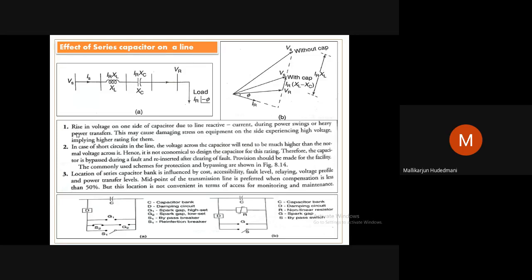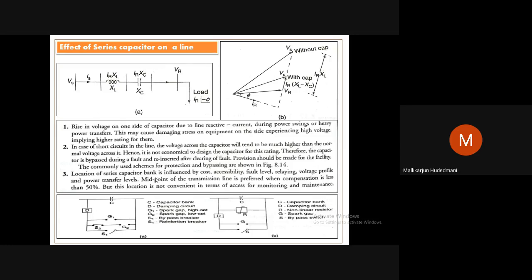You can see the three points mentioned here. Rise in voltage on one side of the capacitor is due to the line reactive current during power swing or heavy power transfer. This may cause damage or stress on the equipment on the side experiencing high voltage, implying higher rating of them. So there could be an alert again. These capacitors, due to imbalances at either side, get stressed. In case of a short circuit on the line, the voltage across the capacitor tends to be much higher and can cause damage to the capacitor. So this needs to be protected from that.